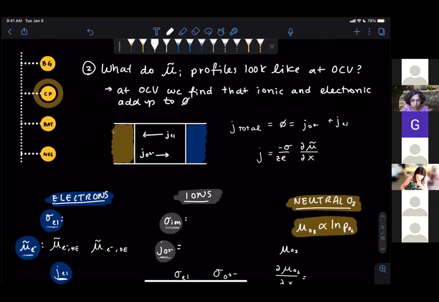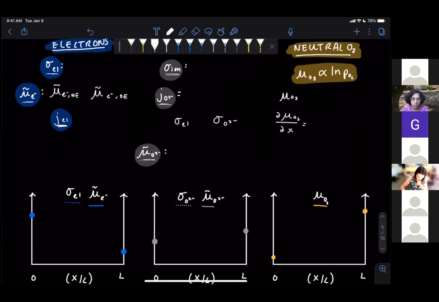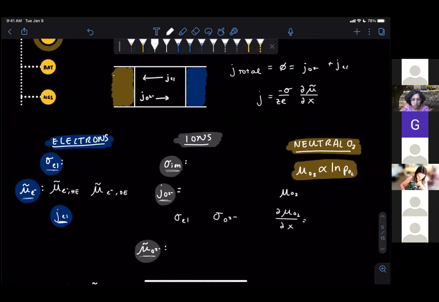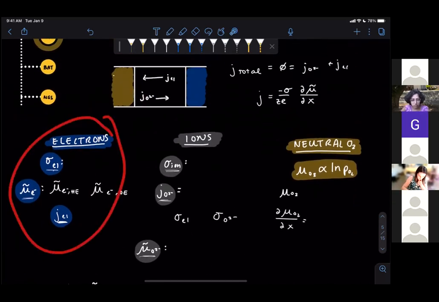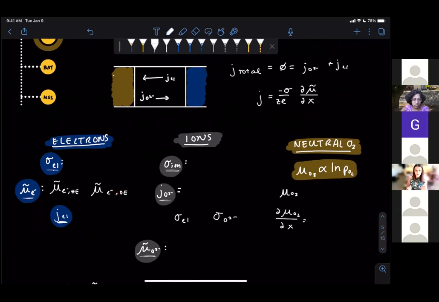So first, I'm setting it up here. We're going to have 3 different plots. First, we're going to start over here with the electrons. So I'm going to set up a very easy, nice to conceptualize situation. Let's just say that our electronic conductivity to begin with is constant. So this doesn't change throughout. You just have constant electronic conductivity. And we'll analyze in a bit what happens when that's not the case.